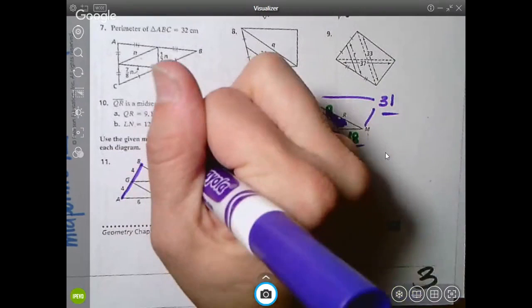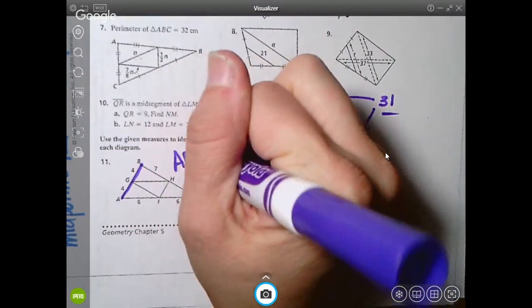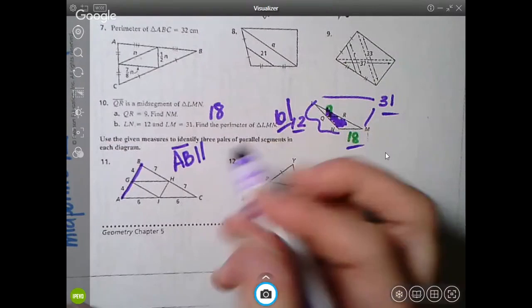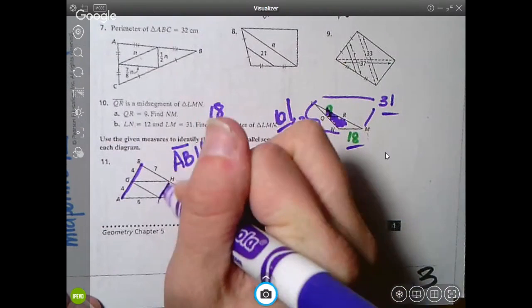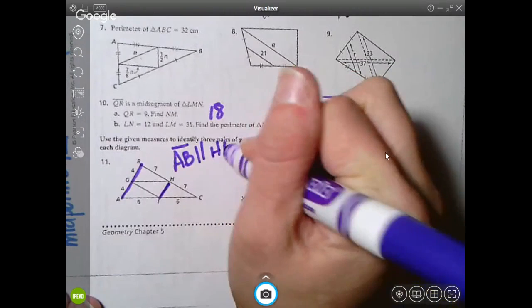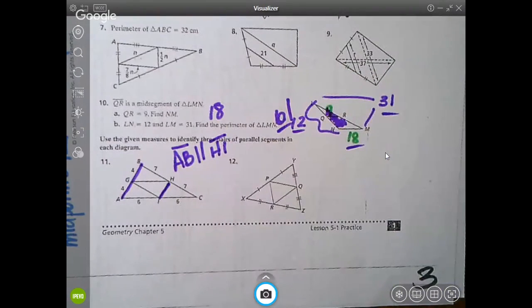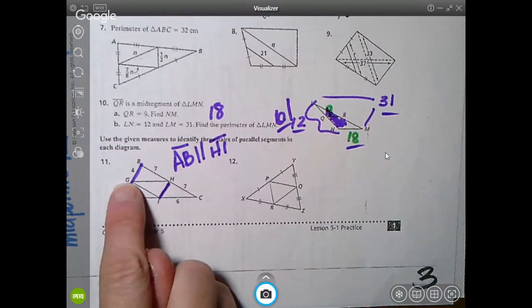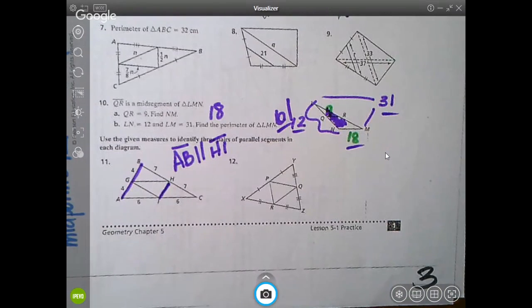Here's AB. Which side is probably parallel to AB that's inside the triangle? HI. Because remember, parallel lines never intersect. So you're not going to pick GH because GH is going to touch AB. So you wouldn't pick that one.